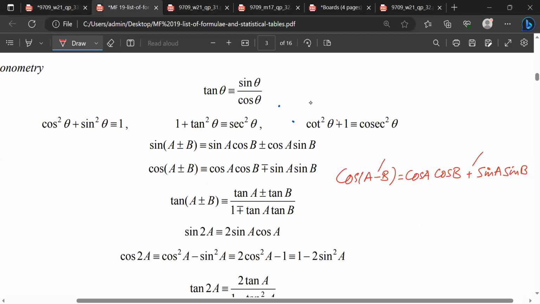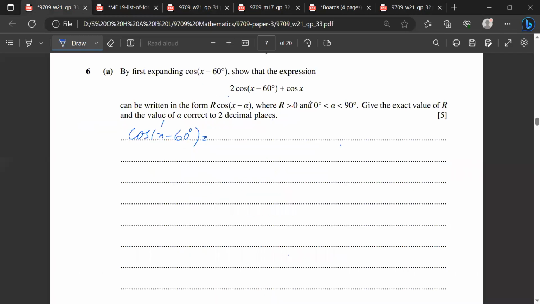If it is cos of (a plus b), the formula is cos a cos b minus sine a sine b. If it is cos of (a minus b), then the formula is cos a cos b plus sine a sine b, so the opposite sign. So this formula you can apply here, cos of (a minus b). So this is a and this is b.